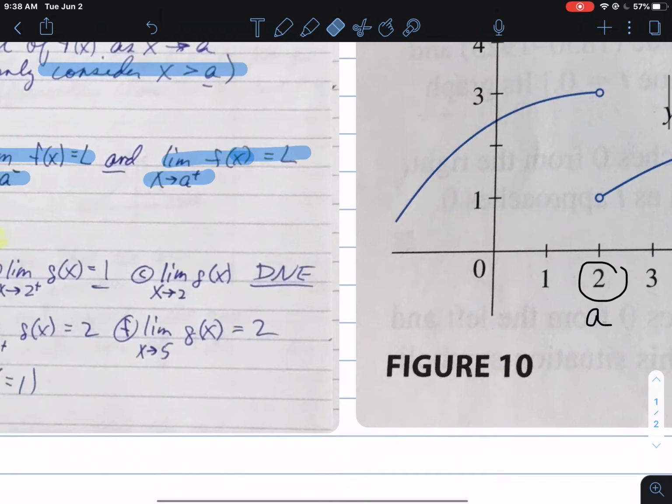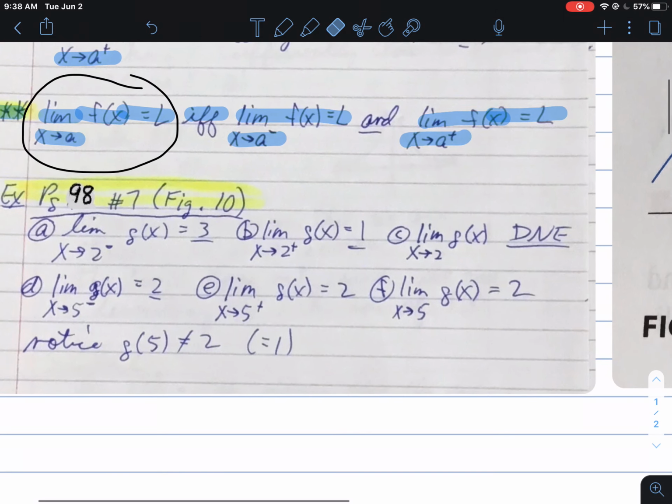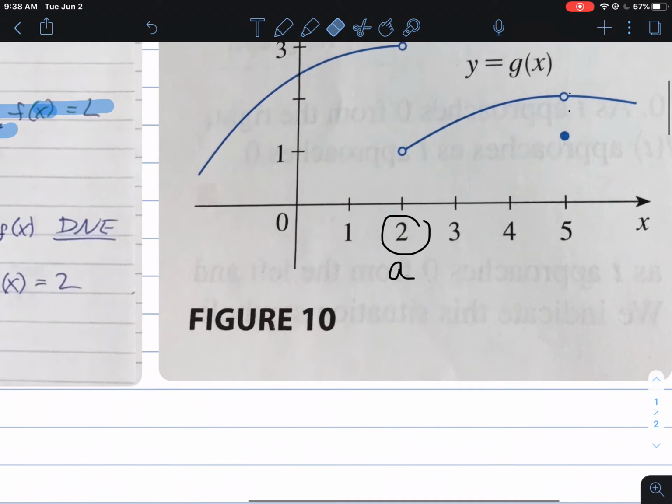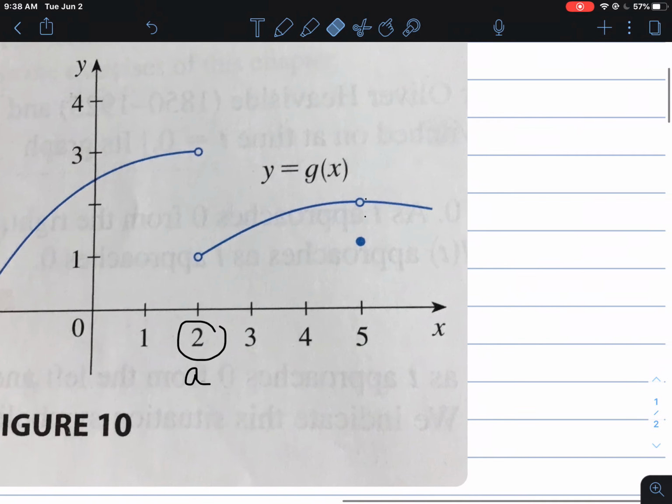Now, the other one we're looking at is what happens as x approaches 5. So the limit as x approaches 5 from the left of g of x, from the right of g of x, and then the overall limit as x approaches 5 of g of x. So parts D, E, and F.